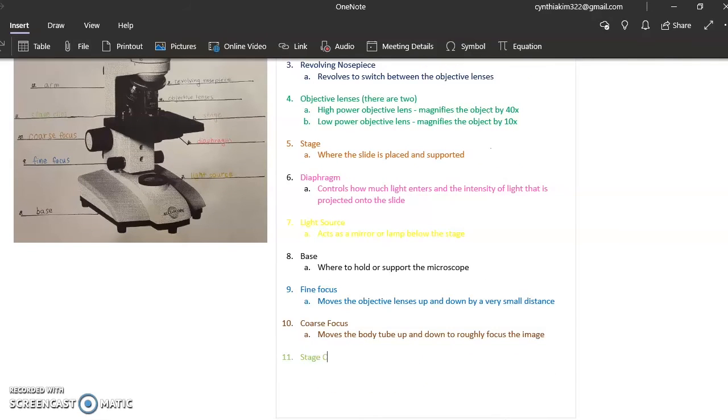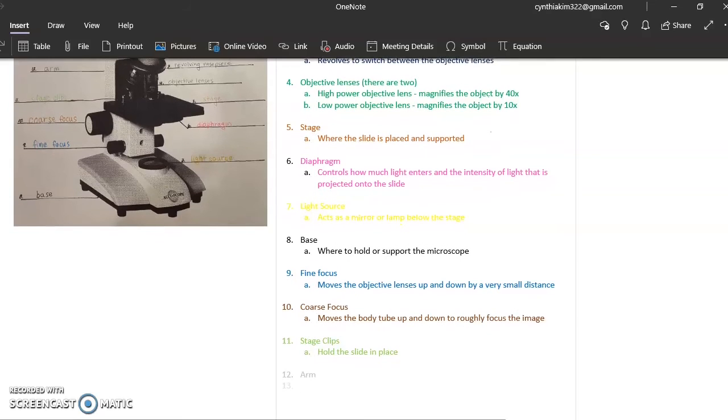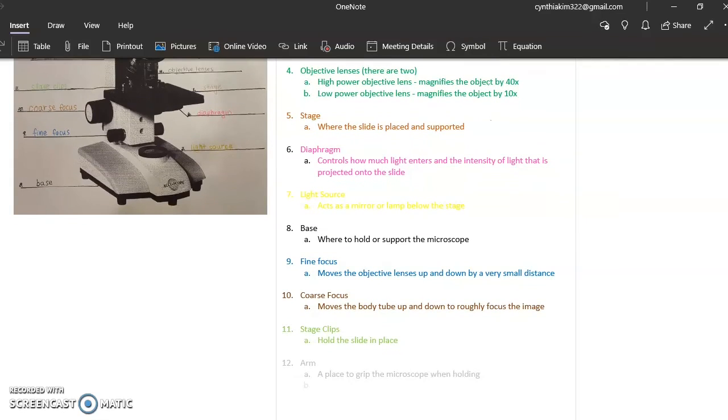And going back to the stage, it has these clips that are called stage clips, which hold the slide in place. Finally, we have the arm, which is number 12 on our diagram. So the arm is just where you can grip the microscope when you're holding it, and also the arm supports and holds the microscope itself.